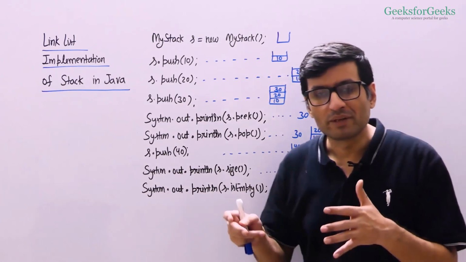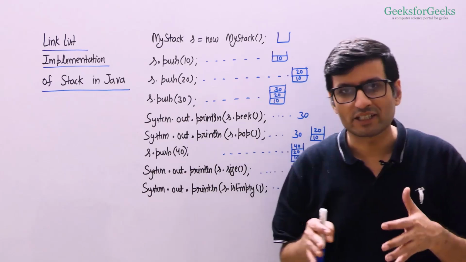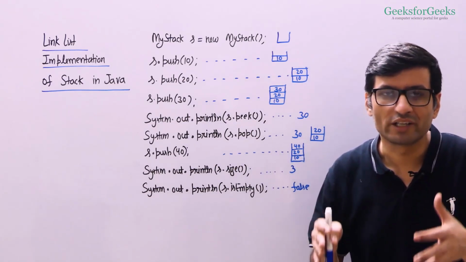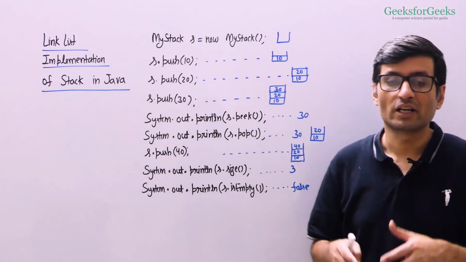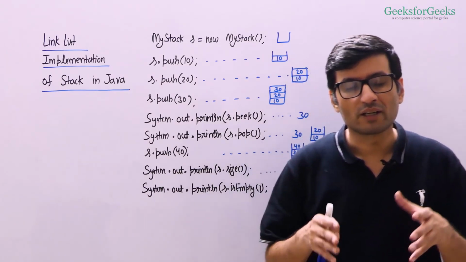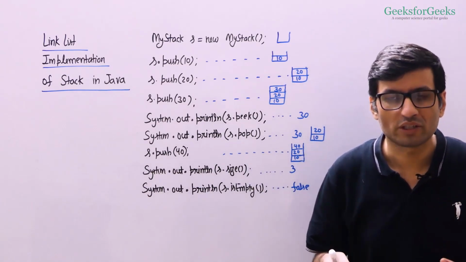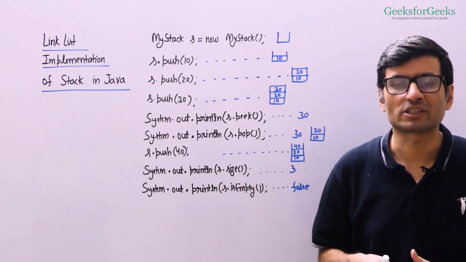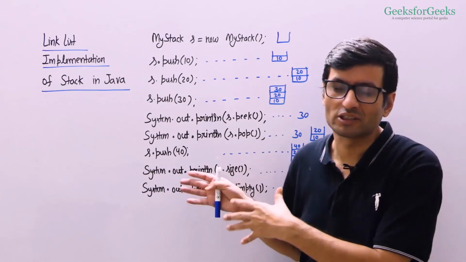We need to implement all these operations in the MyStack class and we need to use a linked list to implement these operations. And time complexities of all the operations should be big O of 1. Now please pause this video and try to write down a linked list implementation of stack that has all these operations in big O of 1 time.